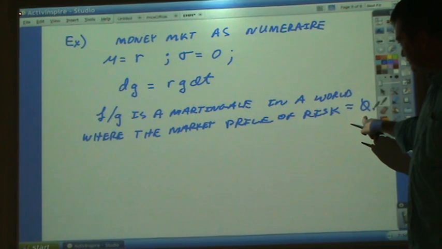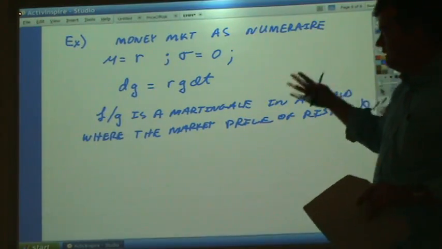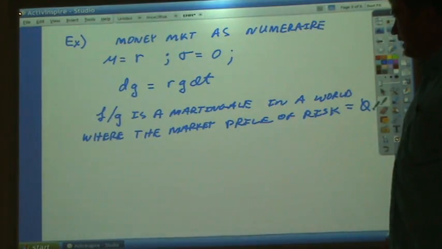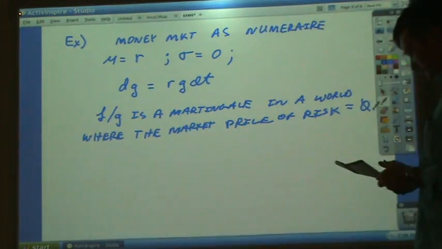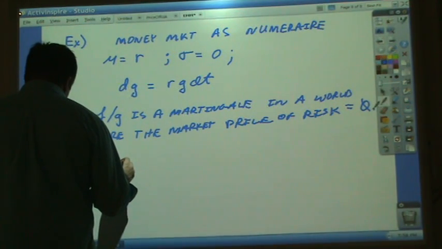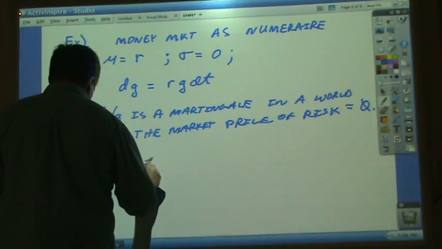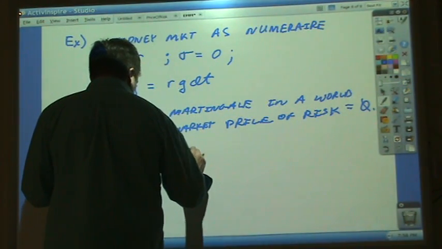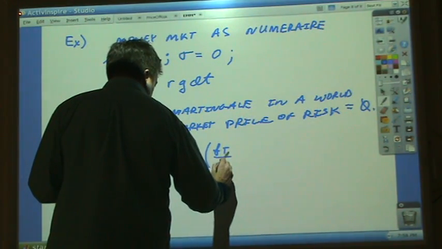So, to that mindset, if they then go out and start investing in something called F, any security F, if they're using the money market as their numeraire, then the value of a security F at time 0 would be the value of the G security times the expected value, and we'll put a little symbol over here, of F at time T over G at time T.